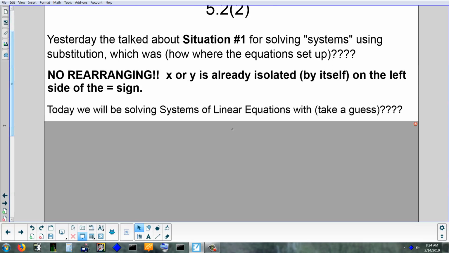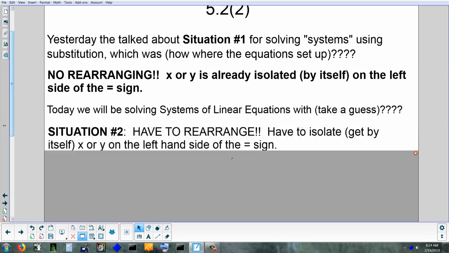Well, we're going to look at a second situation today. So, what do you think is going to happen with the ones we solved today? With the letters. So the ones we did on Tuesday didn't have to rearrange at all. What do you think about the ones we're going to do today? Chris? Are we going to rearrange? Yes. So the ones we do today, you're going to have to get X or Y by itself.